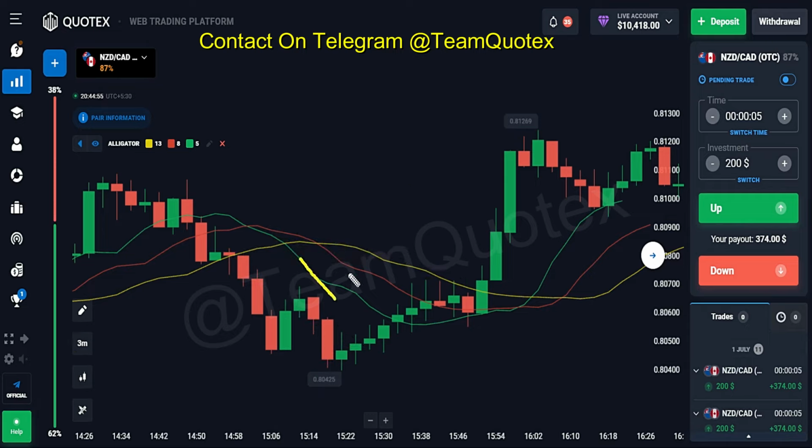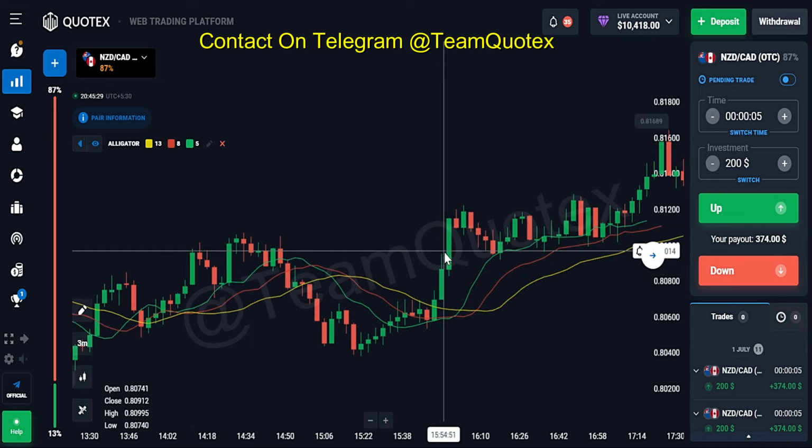You have to see where both lines are. If both your lines are below your yellow line, then your trend is in the down direction. If both lines are above your yellow line, that means your trend is in the up direction. By this way we are getting a confirmation: if the trend is in the up direction, then we will try to trade in the up direction, and if the trend is in the down direction, then we will try to trade in the down direction. So now you know the first thing.